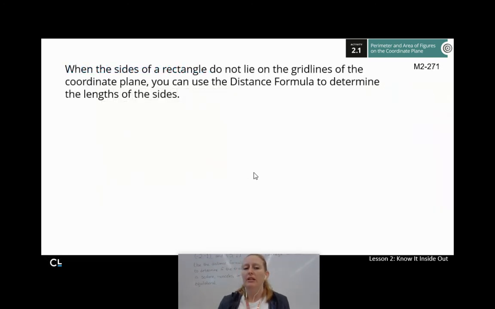Now, this was all fine and good because the sides of the rectangle were on the grid lines, but we know that's not always going to happen. When the sides of a rectangle do not lie on the grid lines, and this is big, I don't know how long that side is. I can't just count anymore. You can use the distance formula to determine the lengths of the sides. So if you're like, I don't know what the length is, I don't know what the width is, or I don't know what the base is, I don't know what the height is, use the distance formula and you can find it.